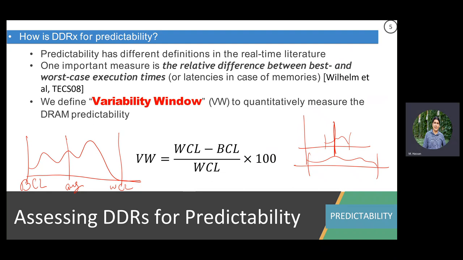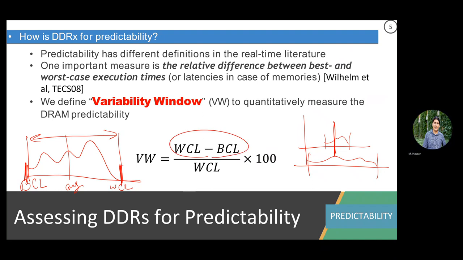Okay, what is this width? My point here is the worst case. My point here is the best case. So basically the width is the difference between both, right? And then if I want it to be a percentage, I'm just dividing by the worst case and multiplying by 100, right? Good.